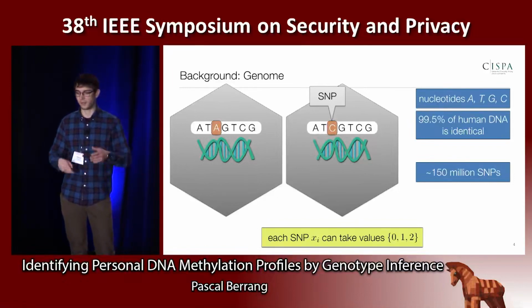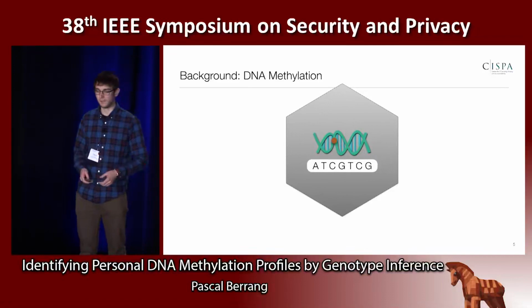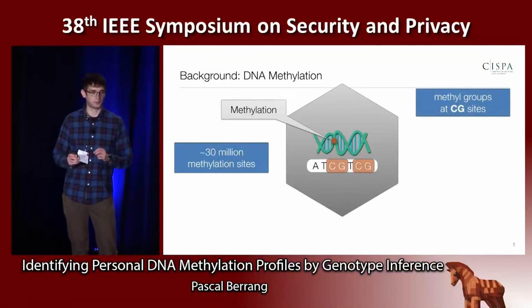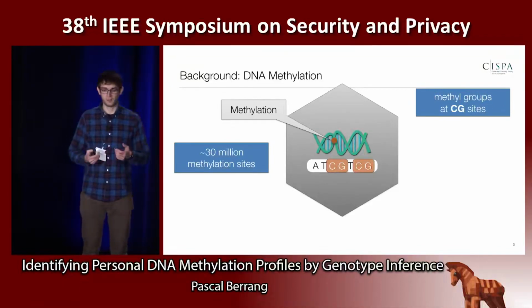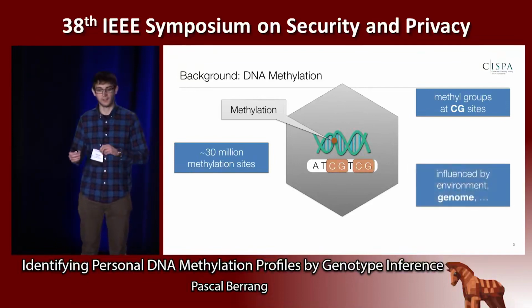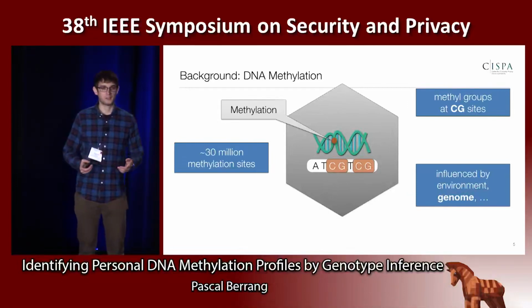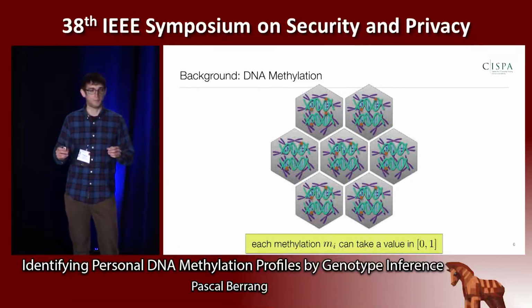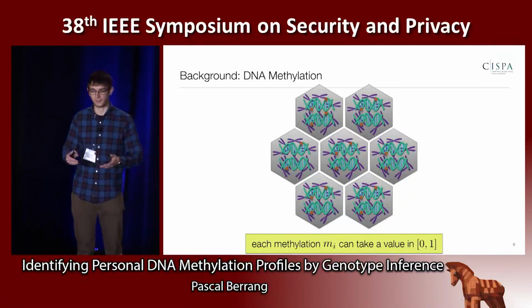Next, I will introduce you to the background on DNA methylation. DNA methylation is actually a certain molecule which can occur in the DNA, and it can only occur at certain positions in the human DNA. Namely, it can only occur at those positions where a C is followed by a G in the DNA sequence. This makes around 30 million of these positions where DNA methylation can possibly occur. And whether such a position is actually methylated or not is highly influenced by the environment, by external factors, or the genome itself. As this DNA methylation can vary between different cells, we actually measure it on a bunch of cells, and then each methylation at a certain position is characterized by a value between 0 and 1, which denotes the fraction of cells which have been methylated at this position.